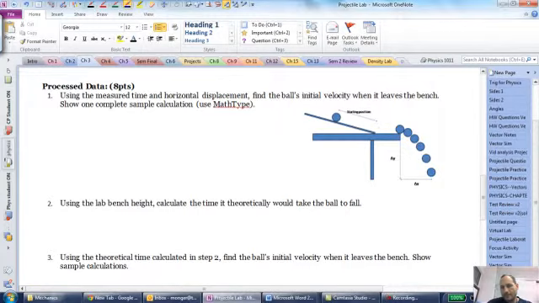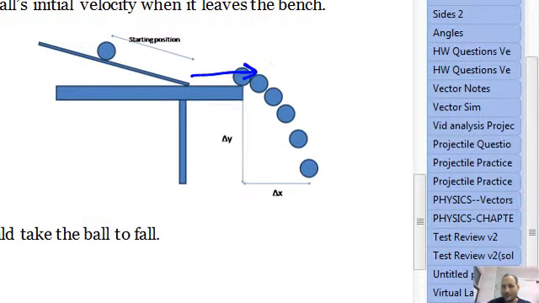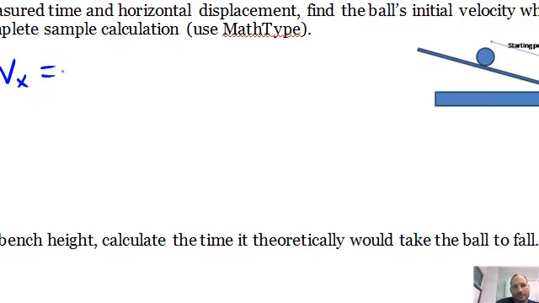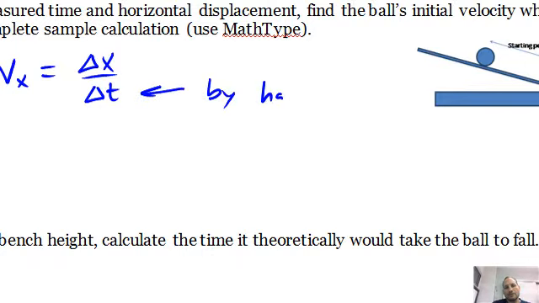Okay, the velocity as the ball leaves the ramp will only be in the x direction. And I'm going to find that from Vx equals delta x divided by delta t. Delta x is right here down at the bottom, which you should have in your data. And then delta t, you're going to be calculating it twice. In this case, you're going to use the t that you measured by hand with the stopwatch. Okay, so that's what you're going to do with this one and the first one.